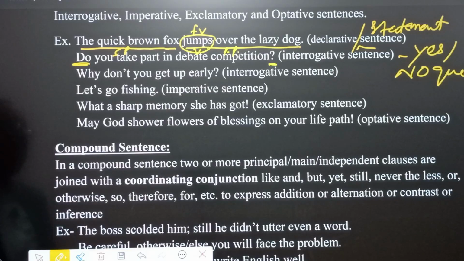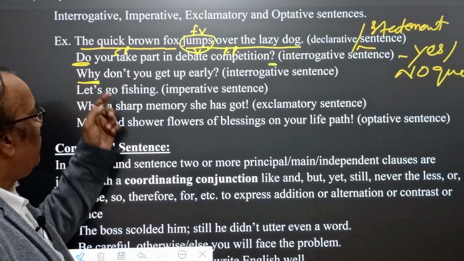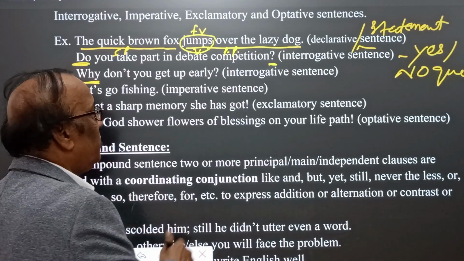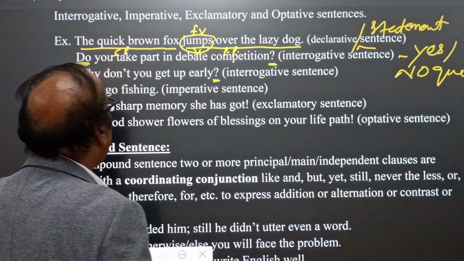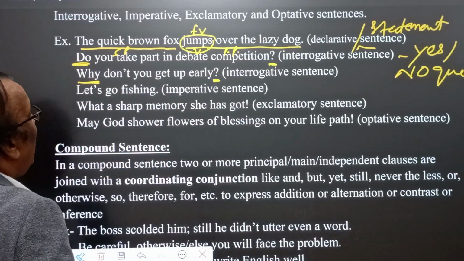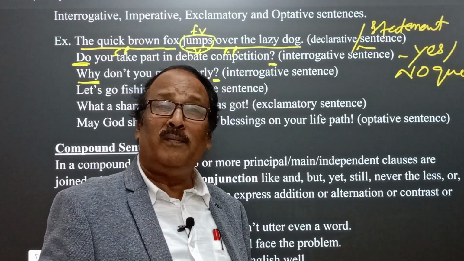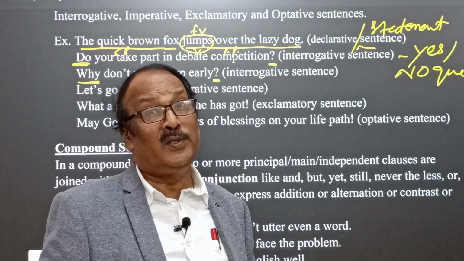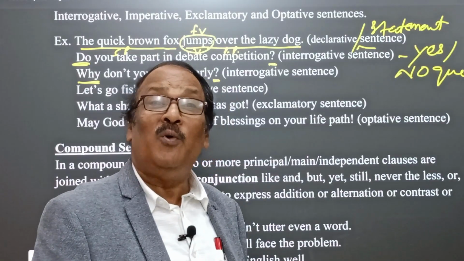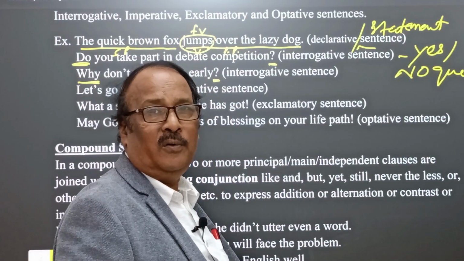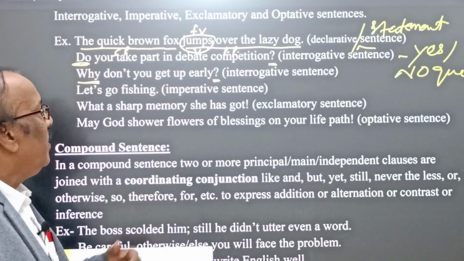Yes, why don't you get up early? Why? This is a WH question, it begins with the WH word. This is also an interrogative sentence, with a question mark. Why don't you get up early? We can give a number of answers in this connection. This is not yes or no, and therefore you have to give the reason for your getting up late.